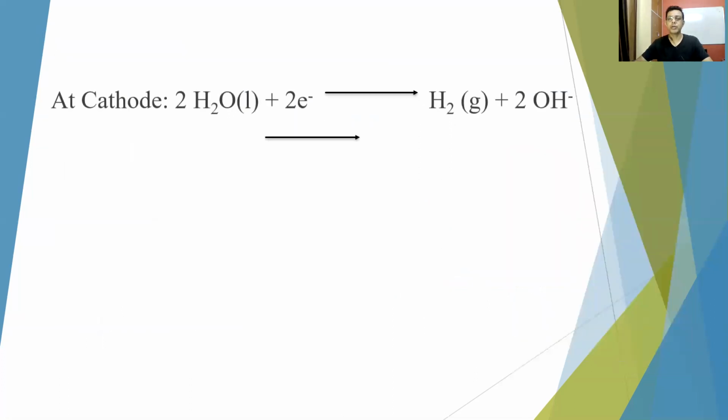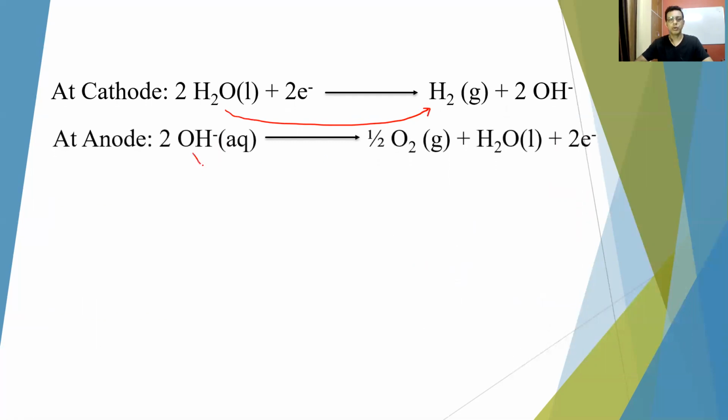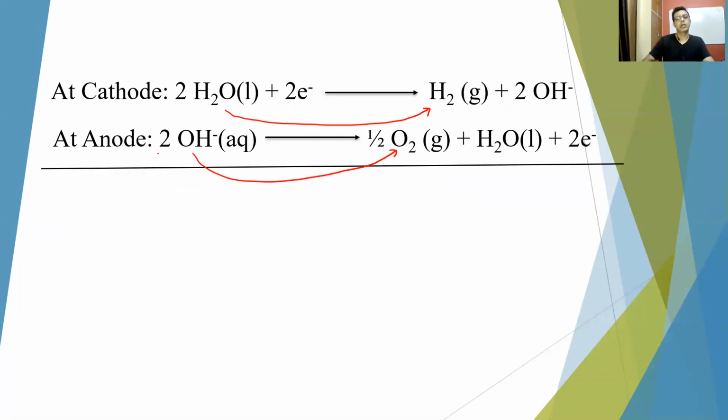So the reactions can be written like this. At the cathode, water will be reduced to hydrogen. At the anode, it's oxidized to oxygen. So hydrogen is obtained at the cathode and oxygen is obtained at the anode. If you add the two, the overall reaction can be written like this: twice water. See, we can cancel the electrons, they are on opposite sides. 2OH- can be cancelled.